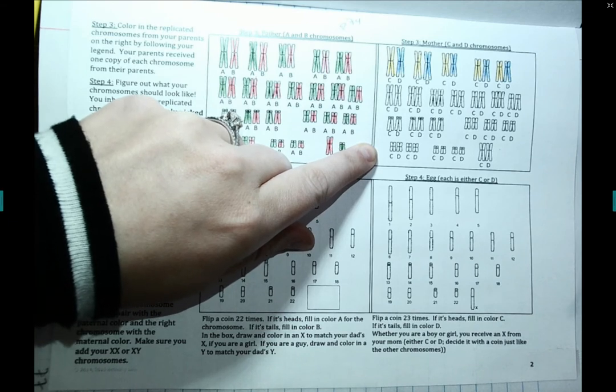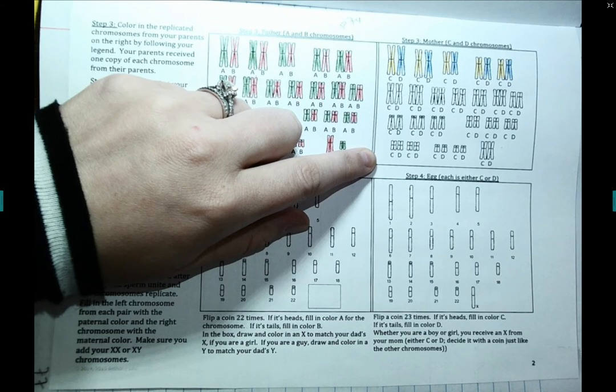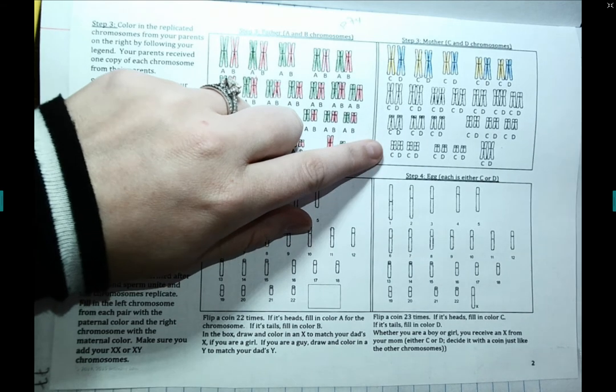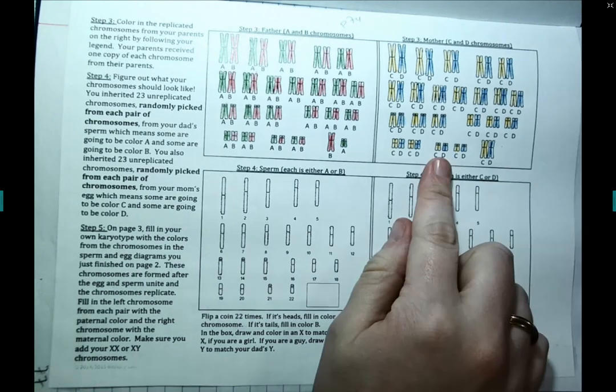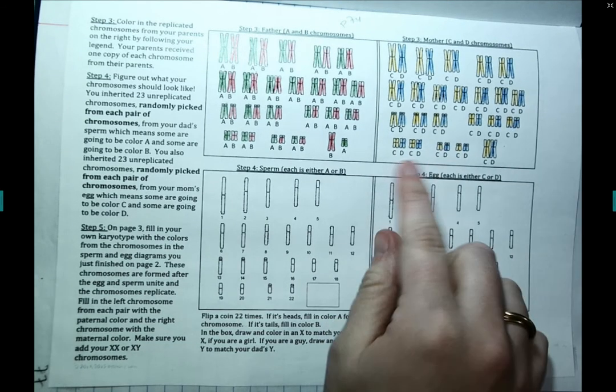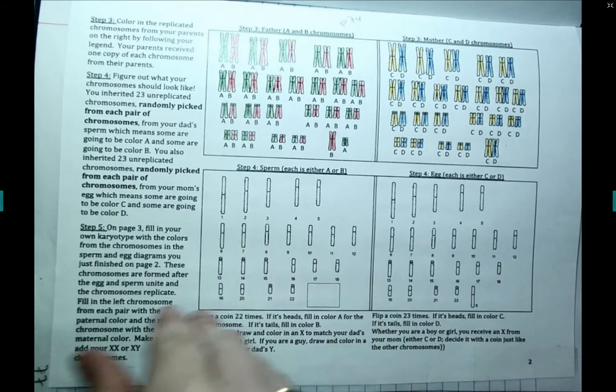So pause this when you're ready and then unpause it when you are ready to move on. And then we'll take a look at step 4. So we're going to pause for just a second so that we can color this karyotype. Okay, so I am finished coloring the mother's chromosomes, C and D, right, which she got from her parents, which are my grandparents. So step 4, we're getting there.